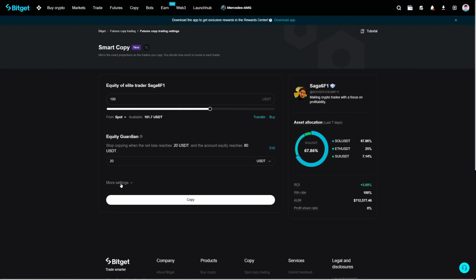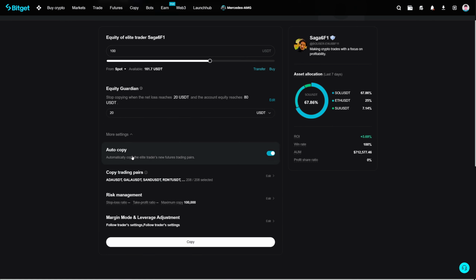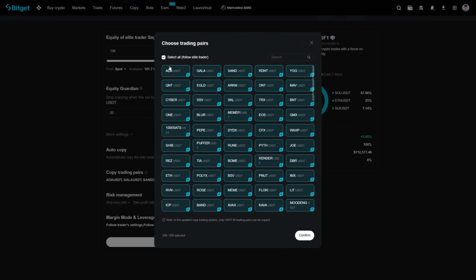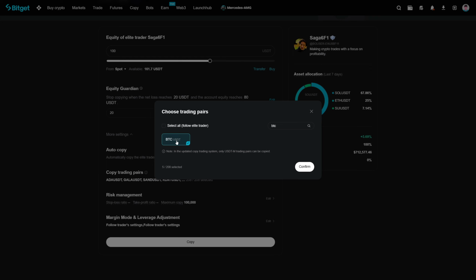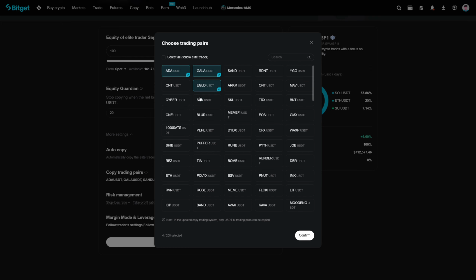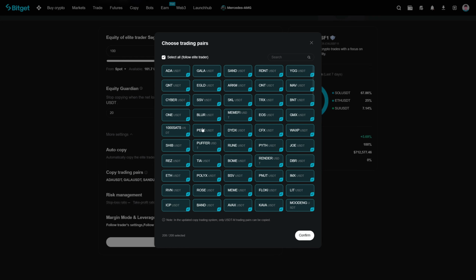Then you also have more settings. When you click on this, you can see more options. Auto copy, I would leave this on so you automatically take the trade so you don't have to do anything. It's fully automated. Additionally, you can specify which trading pairs you want to copy. You can click on edit, deselect all, and then select specific coins. Maybe you only want to follow Bitcoin trades, so you can click on Bitcoin and then untick the rest. But in this case, I will just select all and copy the trader.